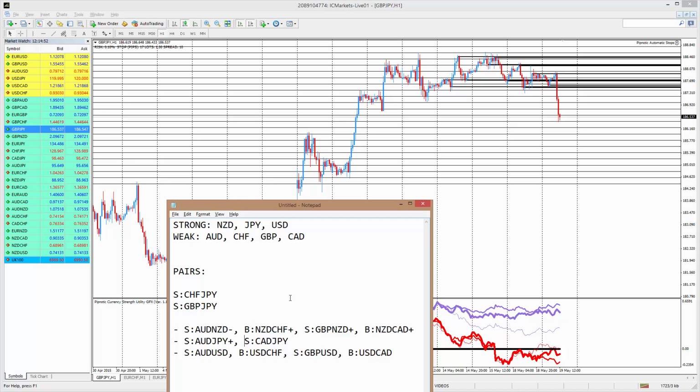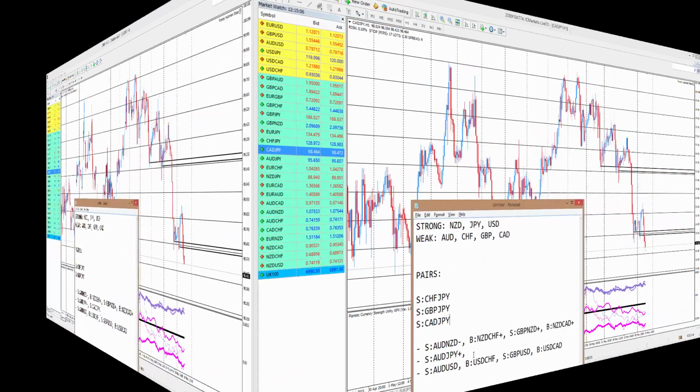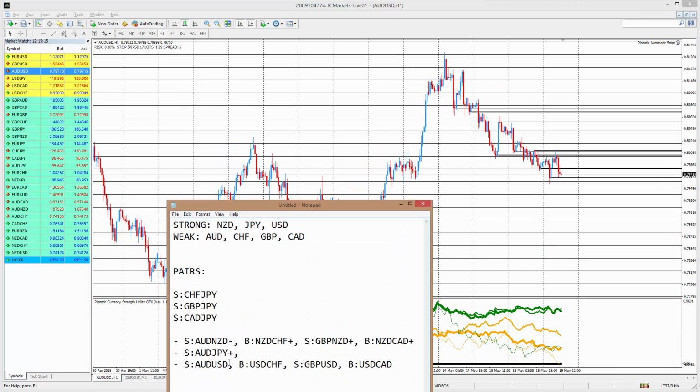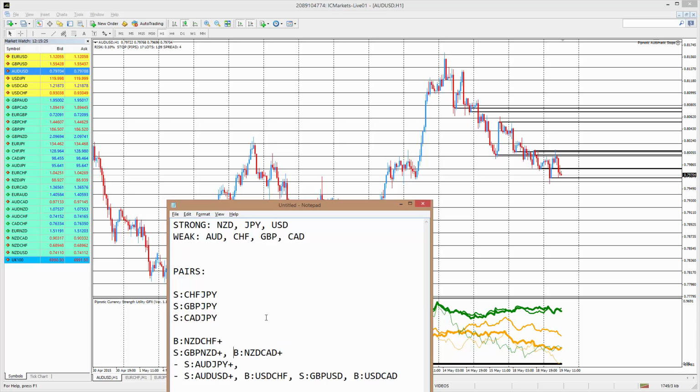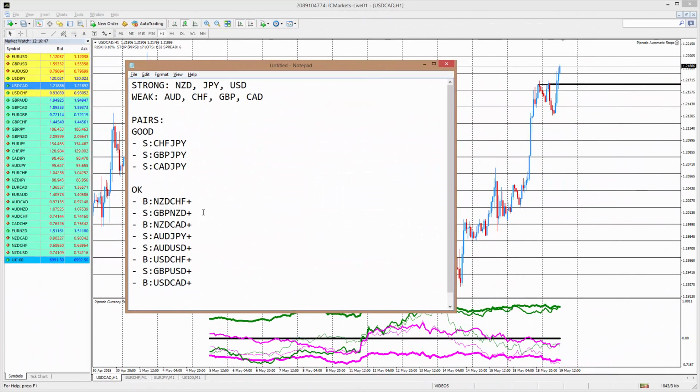So now we want to look at the CAD Japanese yen. This is also selling off very aggressively. So we'll add this one as well. We have the Australian dollar, US dollar for a sell. It's looking all right. We'll just merely put a plus there. I'll remove the minus ones here, and we'll leave the plus ones here because these are worth analyzing later. And we'll do this for all of the pairs. So now we have identified some good pairs to trade and some mediocre pairs to trade. So let's have a look at the good ones, because these are the ones that we want to trade. We want to find the best one or two out of these and focus on those.